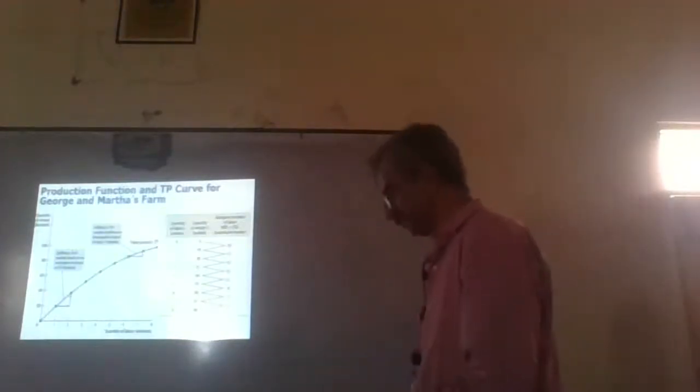You can see the production function and the total product curve for George and Martha's farms. Just suppose we have used these names as symbolic names. Vertically, we have written the quantity of wheat bushels, and horizontally, we have written the quantity of labor, the workers or the number of farmers.